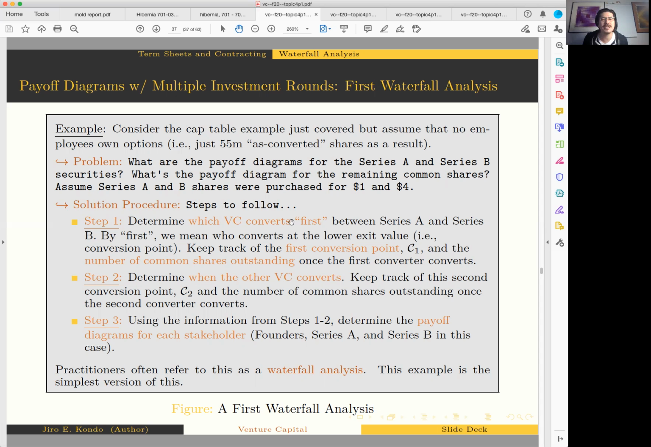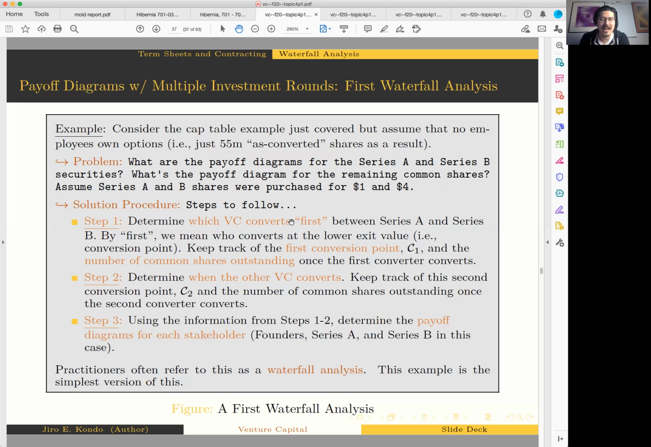right? Because maybe Series A converts starting at an exit value of 100 million, while Series B converts starting at an exit value of 200 million. That means between 100 and 200 million, only Series A converts. And once we reach 200 million, both of them convert. Do we agree with that statement?